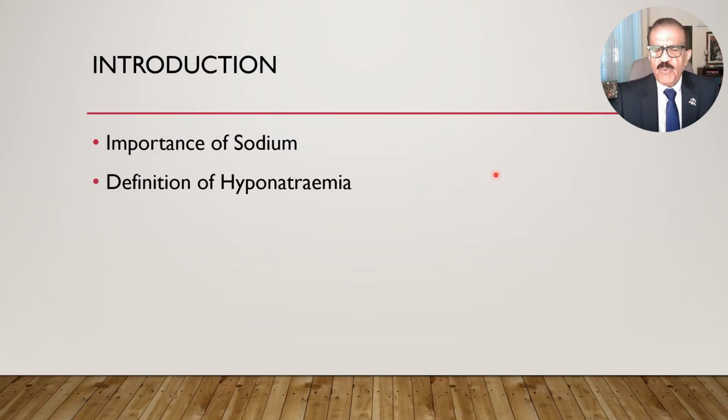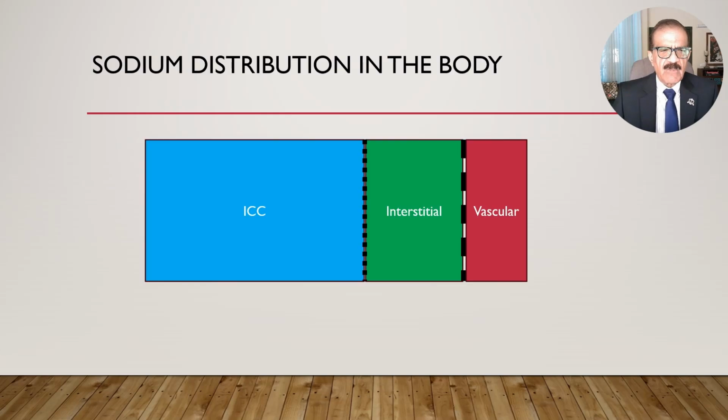And what is the definition of hyponatremia? Normally, our sodium is present in the extracellular compartment in a concentration of 135 to 145 milliequivalents. If it is less than that, and you have confirmed that this is actually low sodium, not because of any laboratory error, that is called hyponatremia.